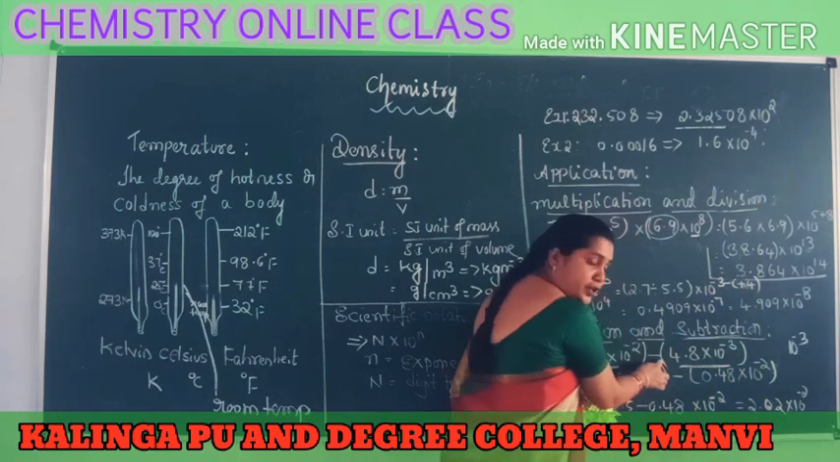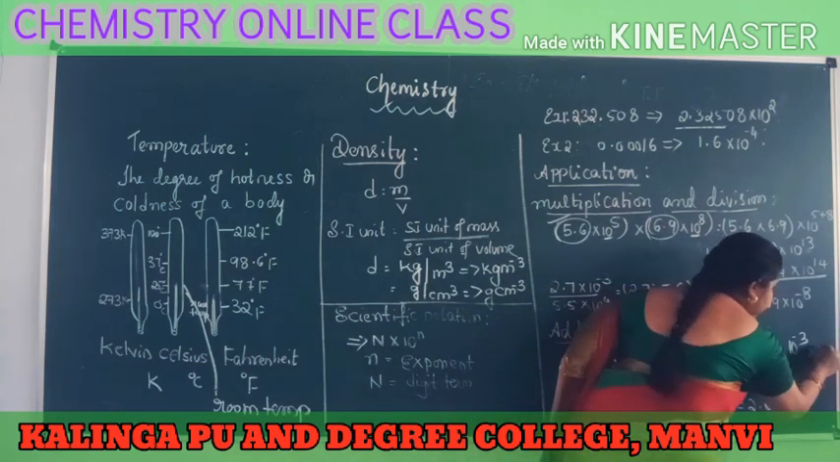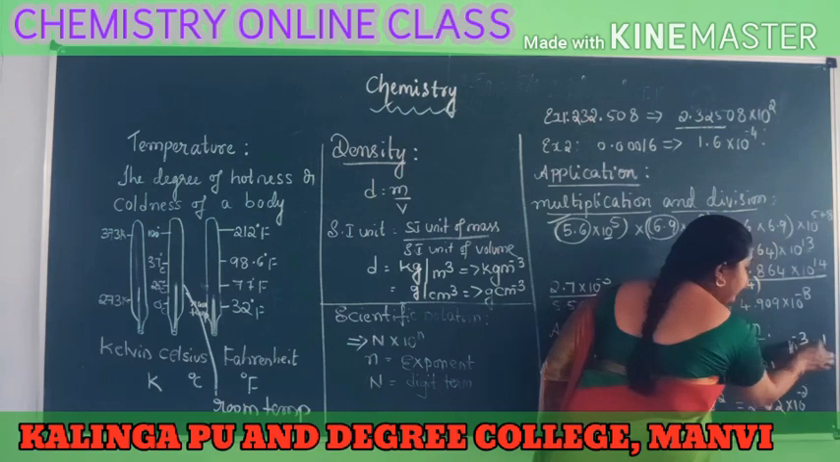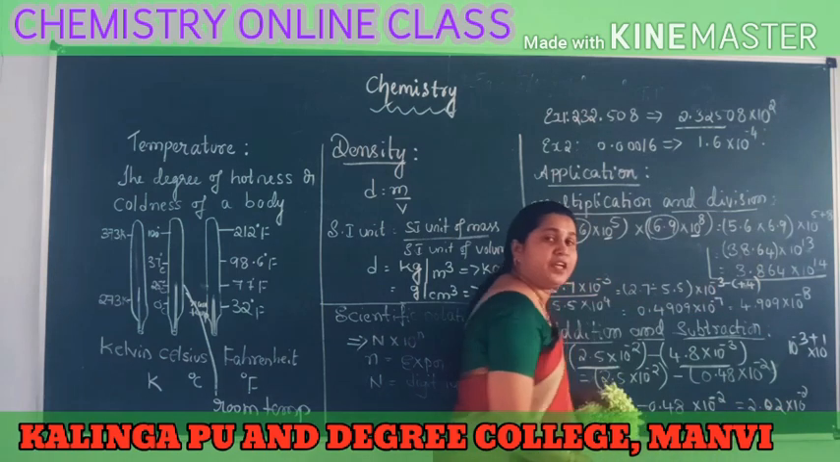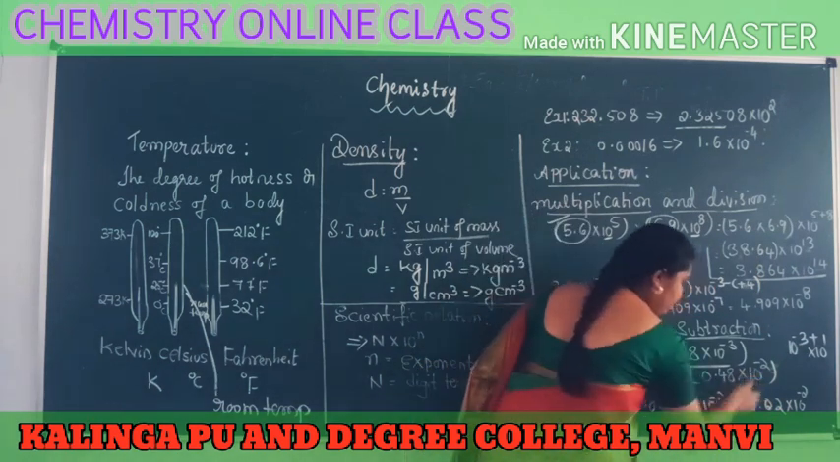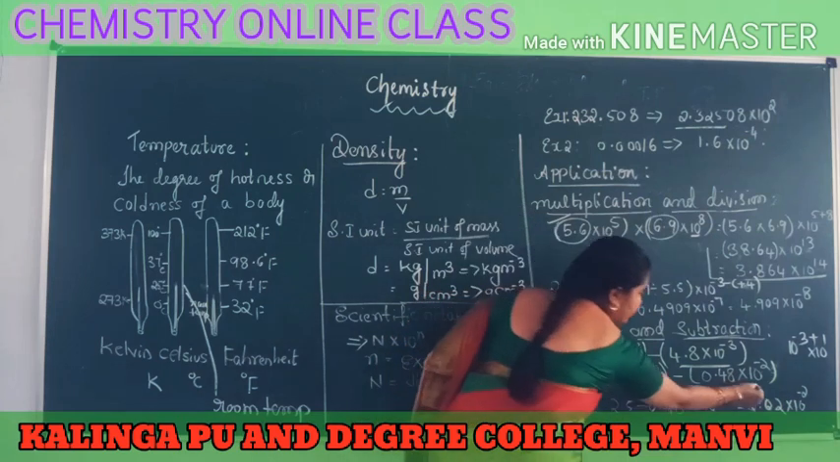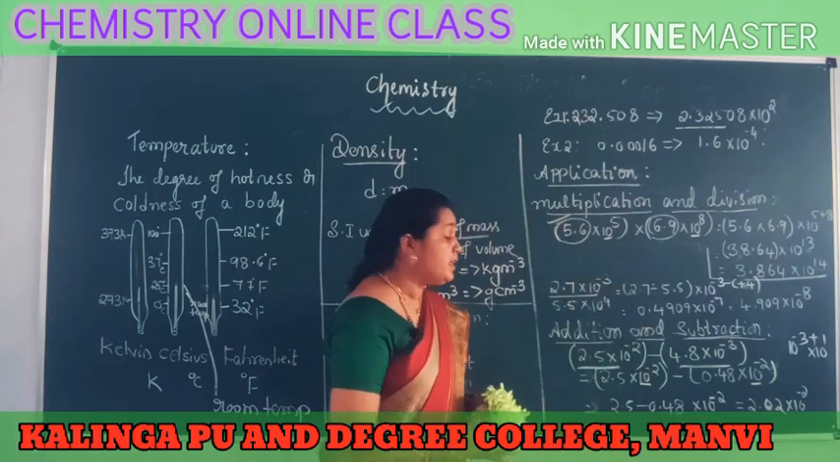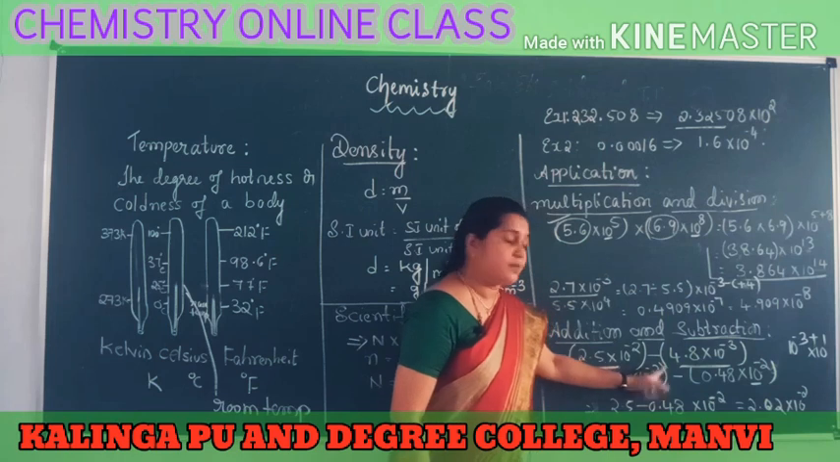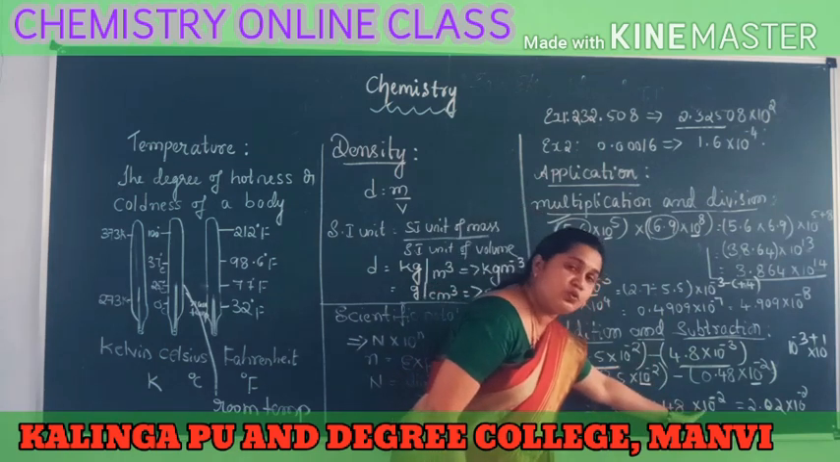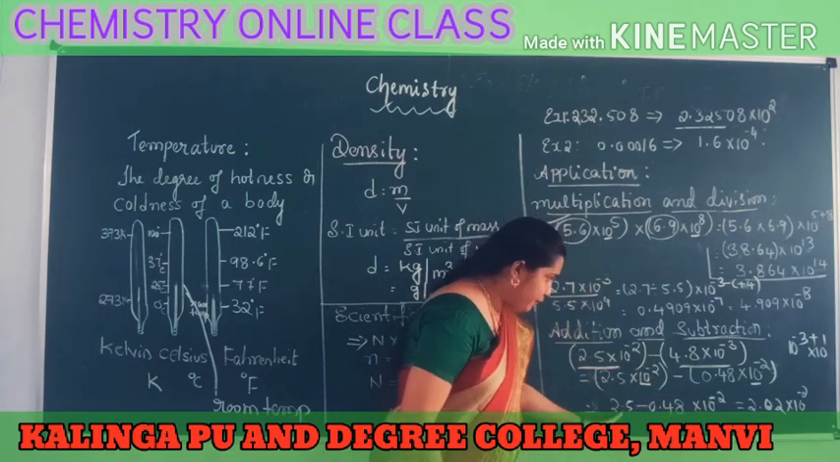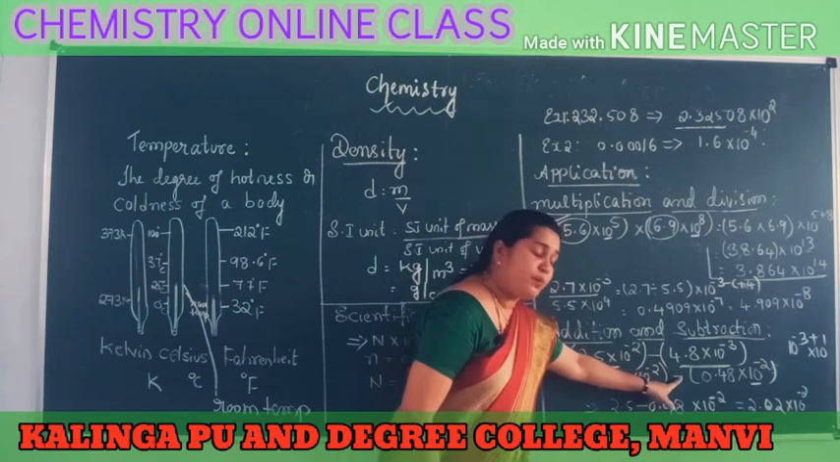So that's about the application of scientific notation in simple mathematical operations called multiplication, division, addition and subtraction. The same trick you have to follow for addition also. I didn't show the addition example, but in the subtraction example, how we made the exponent term 10 power minus 3 into 10 power minus 2 equal.